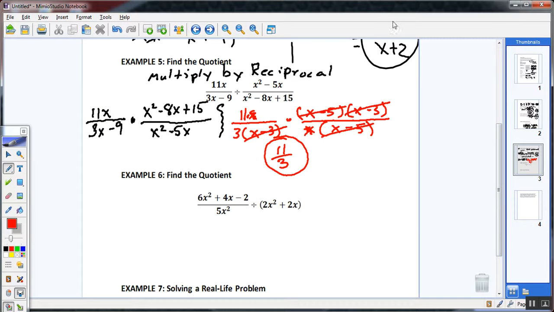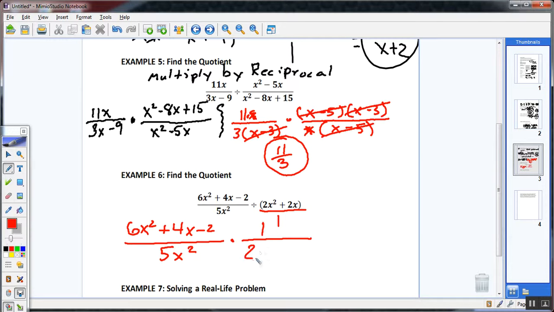I'm going to get you set up on 6. I want you to finish 6 on your own. For Tuesday, we'll finish 7 when we come back to get us revisiting here. But how would I write this as a times problem first, kids? 6x squared plus 4x minus 2 over 5x squared times 5. Sorry. Nope, you're fine. Times what? Times by 1. Yeah, we want the reciprocal of this, and in fraction form, that's over 1, right? So times 1 over what, P? 2x squared plus 2x.